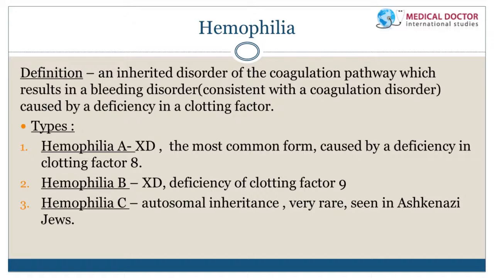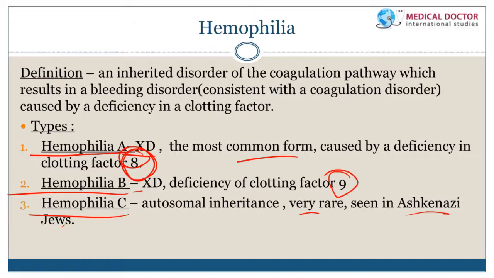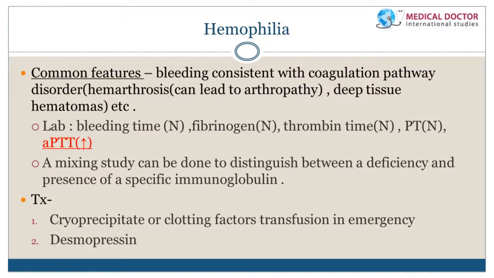The main types that you should familiarize yourself with are hemophilia A, and it is the most important one to remember. It is X-linked dominant. It is the most common form of hemophilia, and is caused by the deficiency of clotting factor 8. Hemophilia B is also X-linked dominant and is caused by deficiency of clotting factor 9. Hemophilia C has an autosomal inheritance. It is very rare. It is not commonly used in the exam, and it is mostly seen in Ashkenazi Jews.